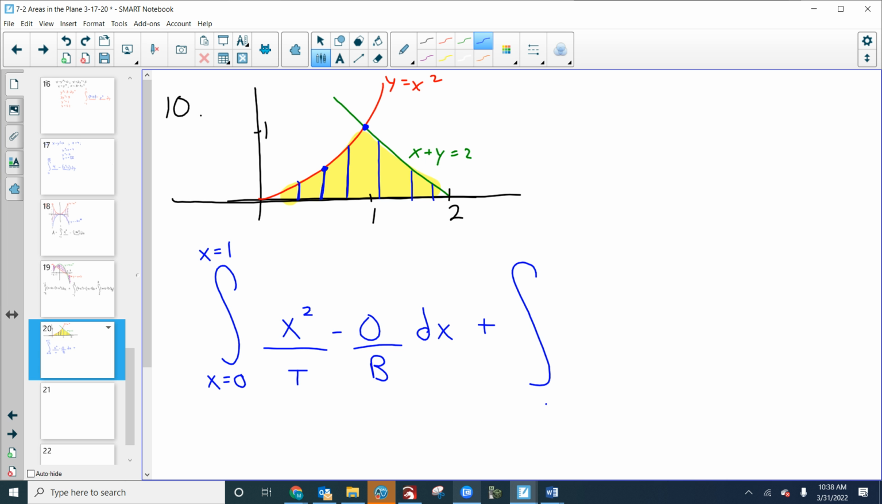Plus the integral from 1 to 2. Ready? Top, bottom. What's the top function here? 2 minus x? Minus 0. That would work, wouldn't it? It's just the area under the red and then switch it over to the area under the green.